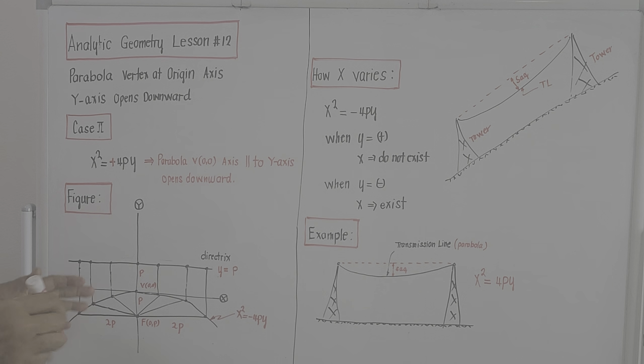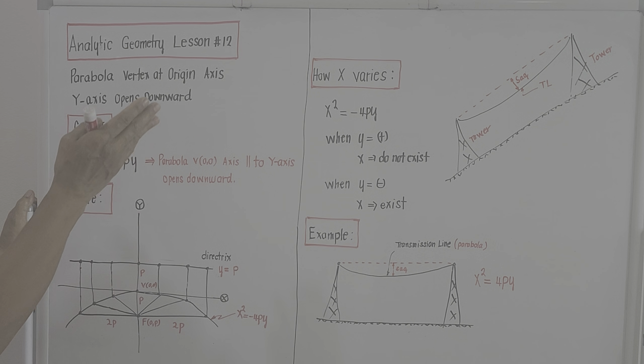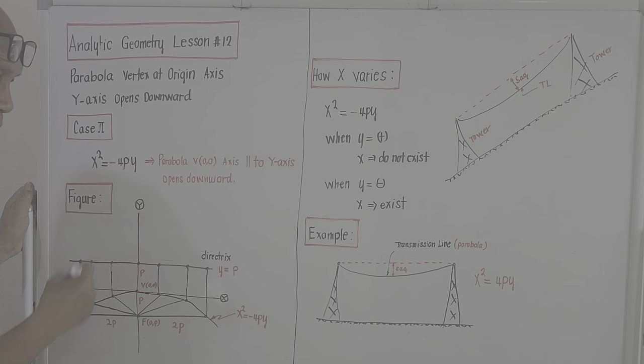We are just taking it easy, taking the different cases of parabola one at a time, so we will not be pressured into putting in our mind the concepts of a parabola. Okay? So for lesson number 11, this is plus, and for lesson number 12, this is minus. The different parts of the parabola for case number 1 and number 2 are actually the same.